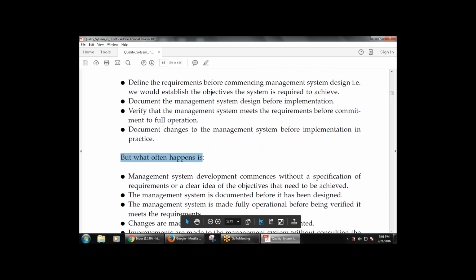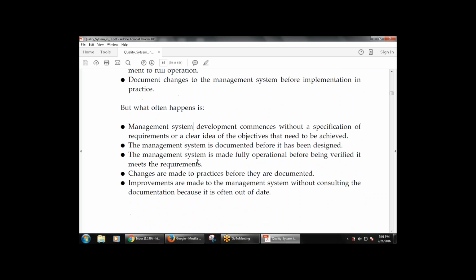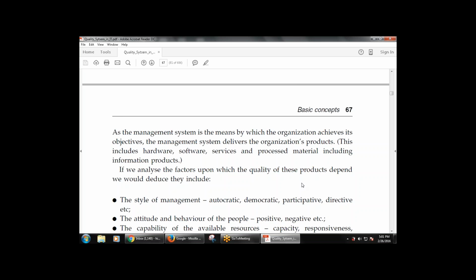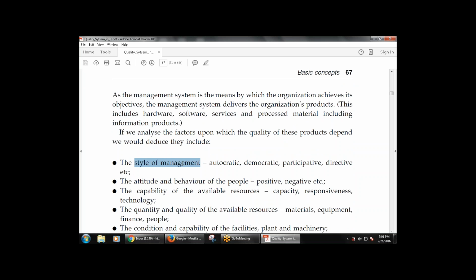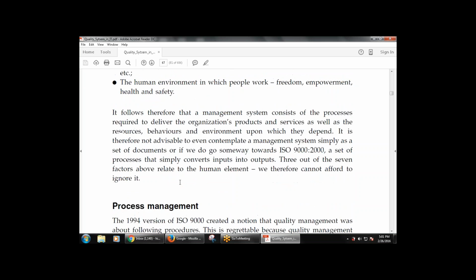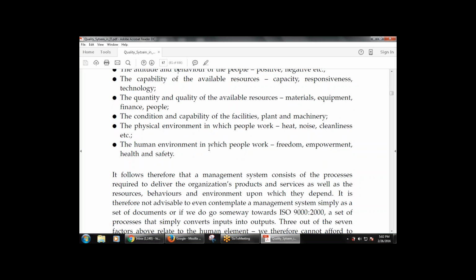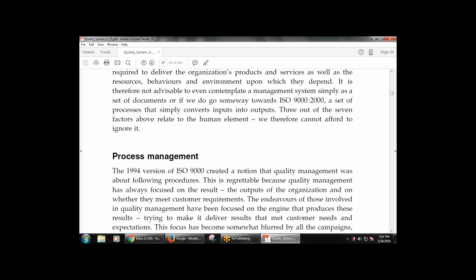But what often happens is that management system development commences without a specification of the requirements. There is no requirement, and no system that is documented properly. If we analyze the factors, such as the quality of the product, the style of management, and attitude, these depend on various requirements. What is the attitude of the people, positive or negative, the capability of the available resources, and the quantity and quality of the available resources? These are the various factors used with the quality management system.